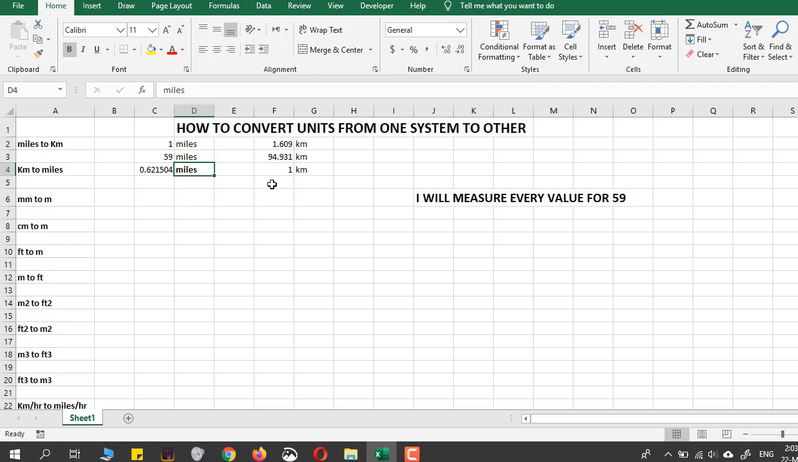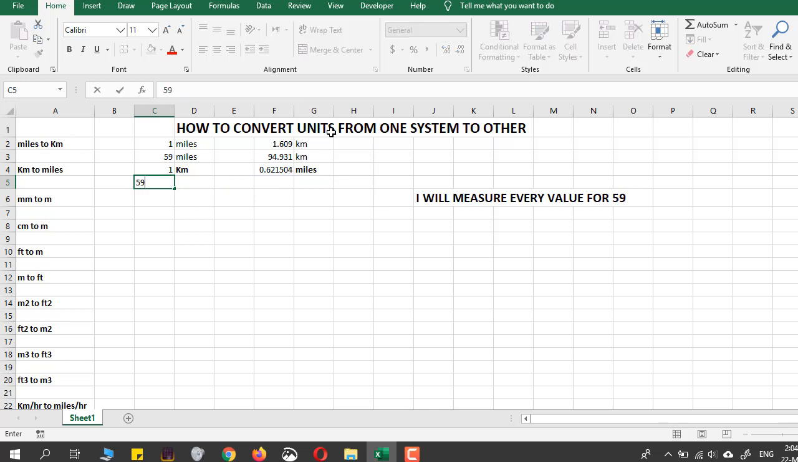So I have to know how many. Let me write kilometers here, and miles here. Now I have to write this one here. In 1 kilometer, I don't know how many miles I have, so I will write 1 and divide it by 1.609. This will give me 1 kilometer is equal to 0.62 miles.